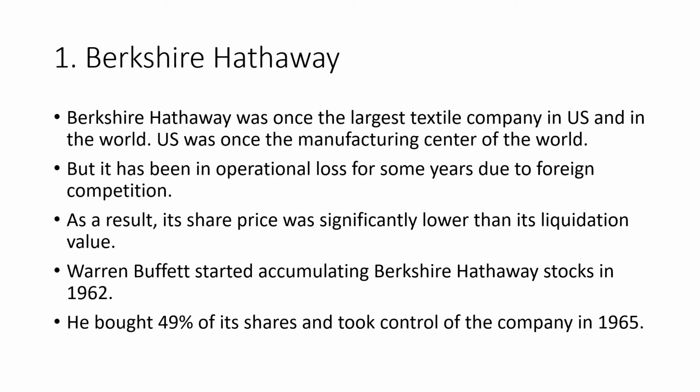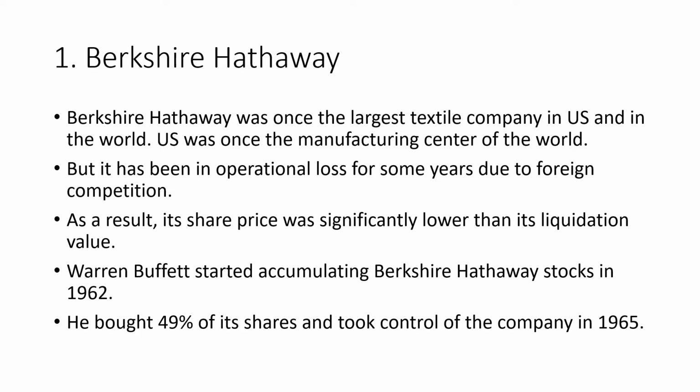Berkshire Hathaway. Berkshire Hathaway was once the largest textile company in the US and in the world. The US was once the manufacturing center of the world, but the company had been in operational loss for some years due to foreign competition. As a result, its share price was significantly lower than its liquidation value.